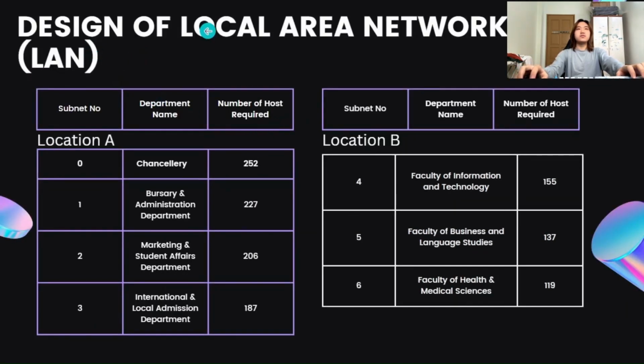So this is the design of the local area network, LAN. As you can see, we have 7 subnets inside our assignment, and we separate 4 departments into location A and 3 departments into location B.